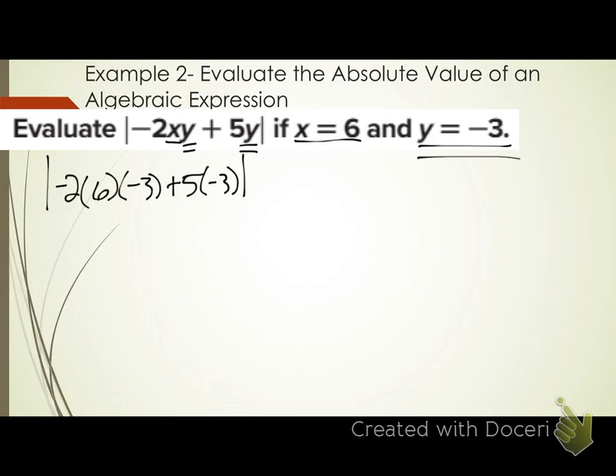Now I'm just going to work it out using my order of operations. What do you guys think we need to do first? I heard someone say multiplication. I've got multiple things of multiplication. So I'm going to multiply these 3 numbers together. What's negative 2 times 6? Negative 12. Negative 12 times negative 3.